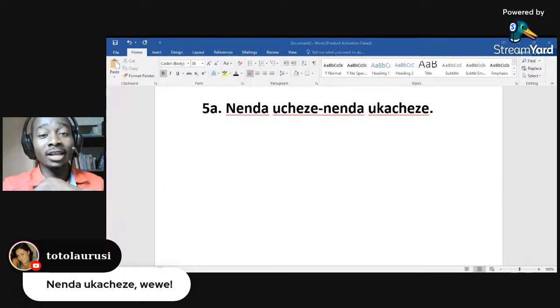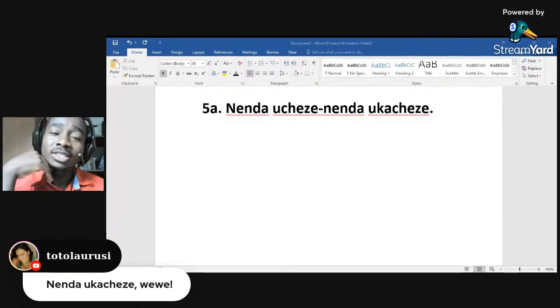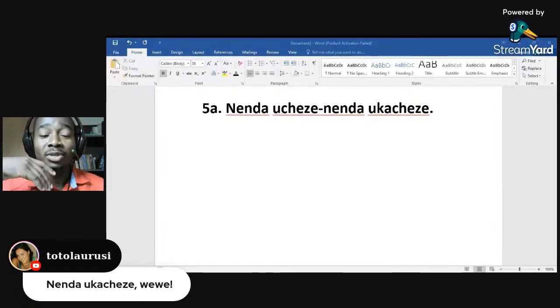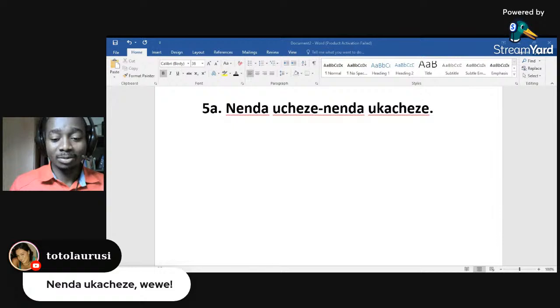Actually, when someone tells you kalale, the meaning is go and sleep, but normally people use it to mean mind your own business. So when you're trying to interfere with someone and the person just tells you kalale, it means go away, go and mind your own business. Sawa? But it literally means go and sleep.